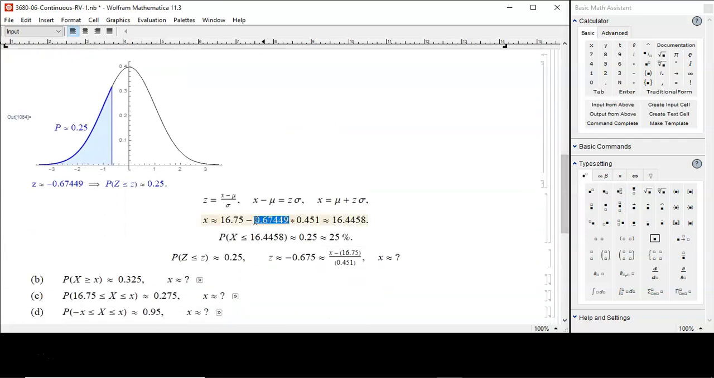So 0.675. I use a little bit more accurate number here in this mathematical computation. But when I looked up the table, I just estimated 0.675. That's okay. And then calculating x out from that equation, it's going to be this computation there. A little bit less accurate, but that's okay. And that's the x value you're looking for.